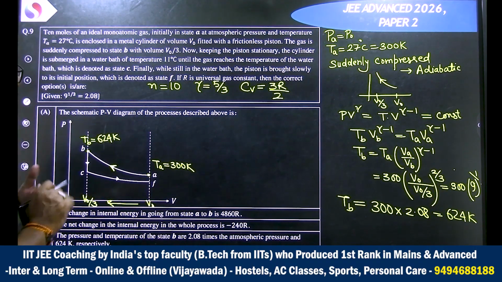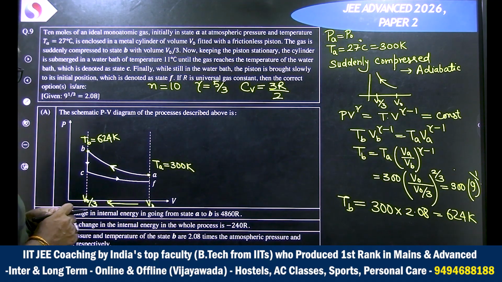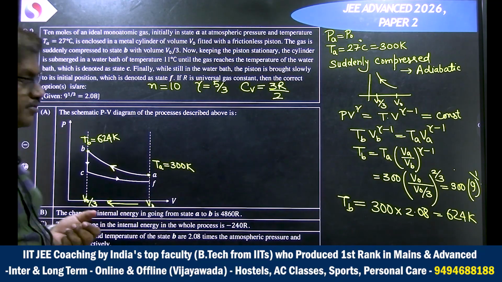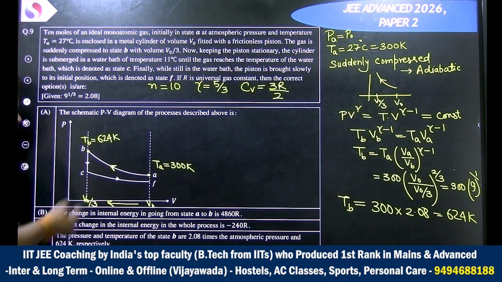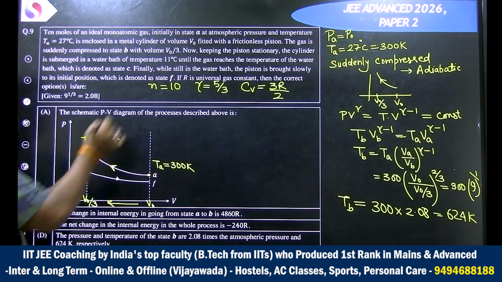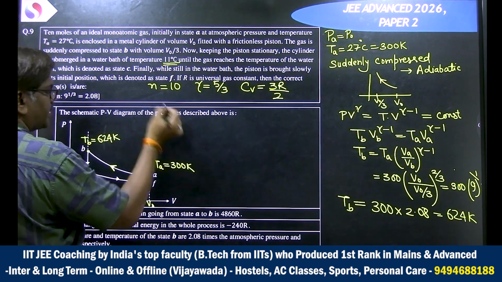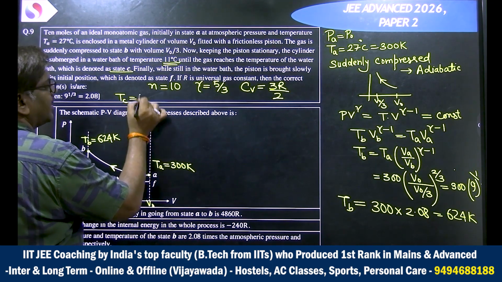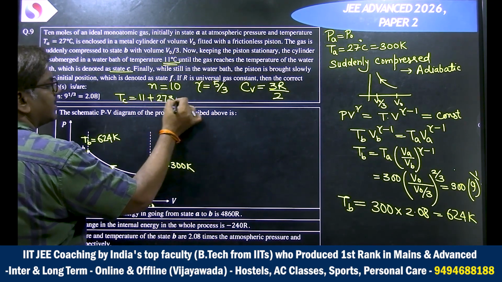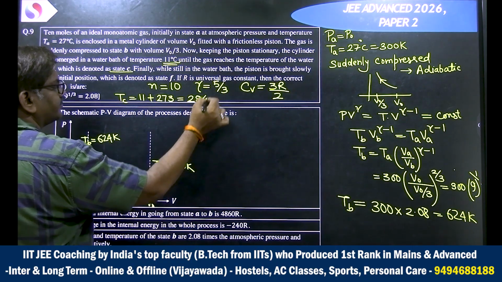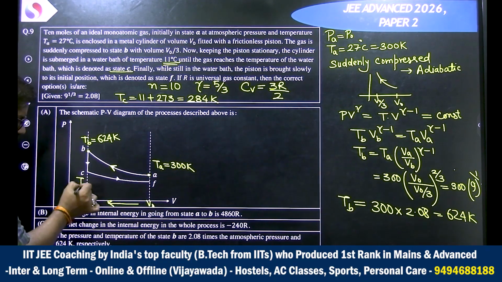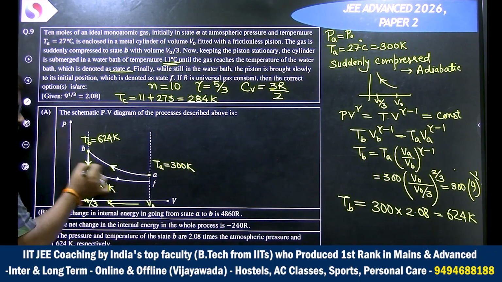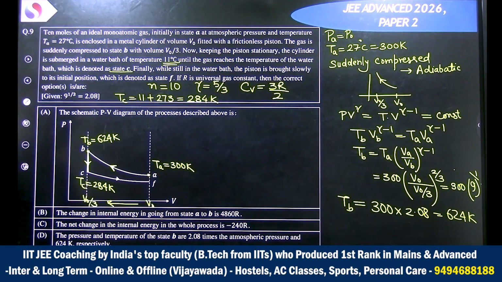Further, keeping the piston stationary, this cylinder is submerged in a water bath. Keeping the piston stationary means volume is constant, so it is an isochoric process, which is a vertical line, and now the temperature decreases to 11. They are calling this state C. That means the temperature at C is 11 plus 273, which is 284. So at C the temperature is decreasing to 284 Kelvin. So clearly this path is also right.